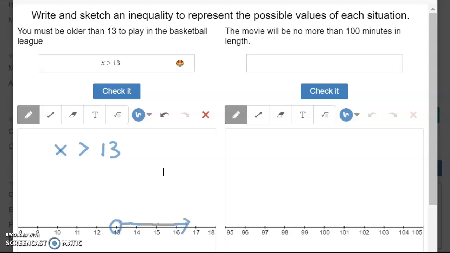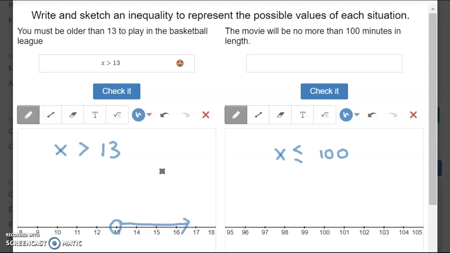Okay, what about the next one? The movie will be no more than 100 minutes in length. So we're talking about something to do with 100. No more than. Can it be equal to 100 minutes? Yes, it can be equal to. Can it be 110 minutes? No. It says no more than, that means it's less than 100. So we're going to use equal and less than. That means we're going to use the inequality less than or equal to.